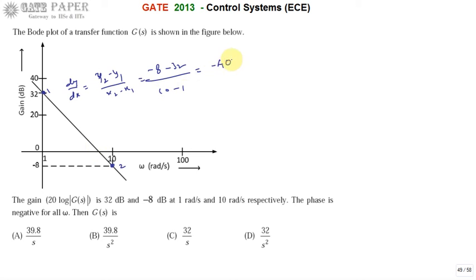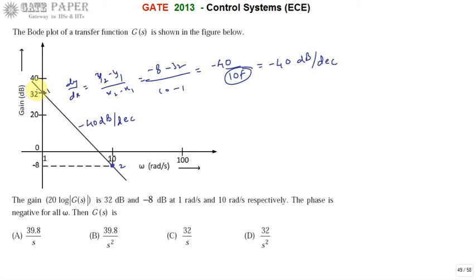So this is minus 40 divided by 10 times of frequency. This 10 times of frequency is specified as minus 40 decibels per decade. Whenever the frequency is changed by 10 times, that is called a decade. Within that decade, the change in gain is minus 40 decibels per decade. For every increase of 10 times in frequency, gain decreases by 40 decibels. So the slope is minus 40 decibels per decade.